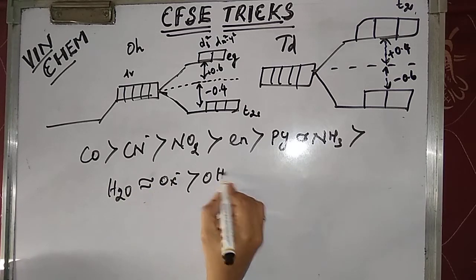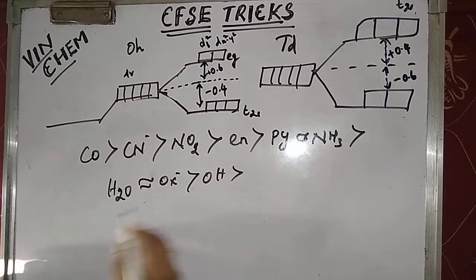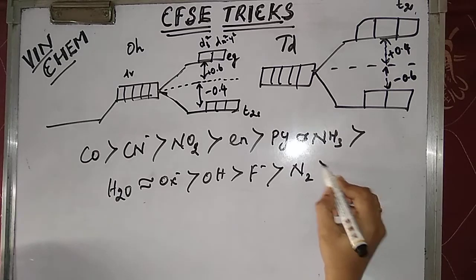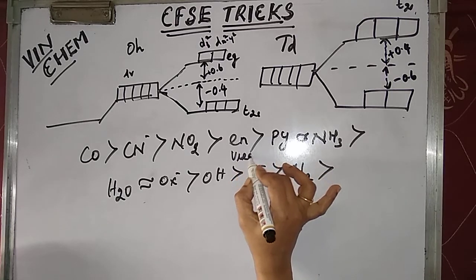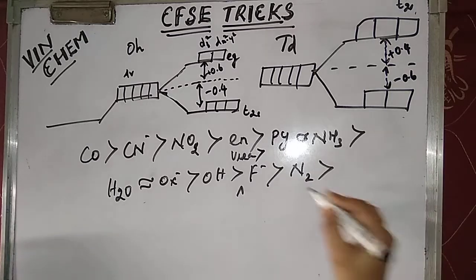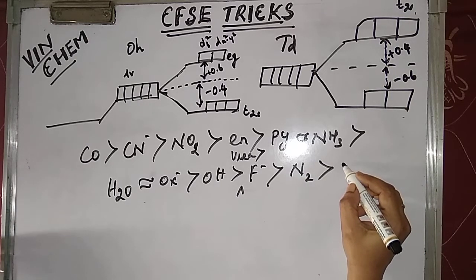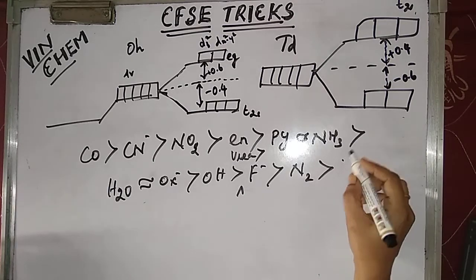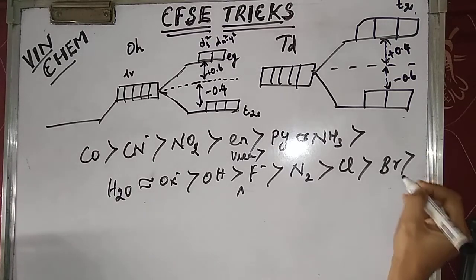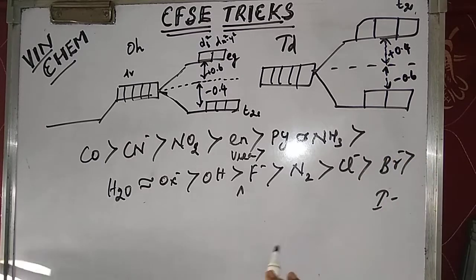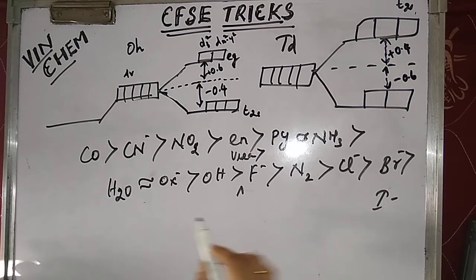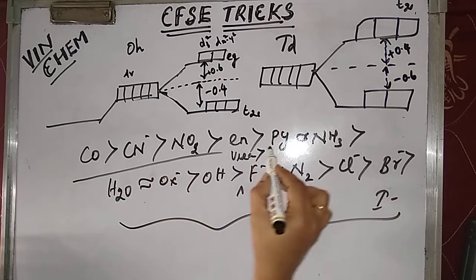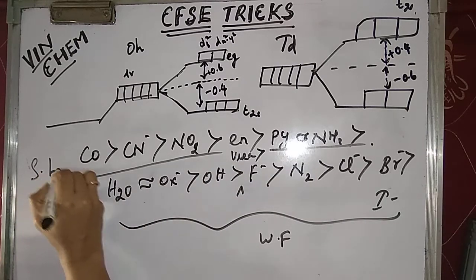Okay, and OH, and then ammonia, and then fluorine, and urea also comes over here. Fluorine, chlorine, bromine, and then iodine. So you can easily come to know these are all weak ligands, and these are all strong ligands.